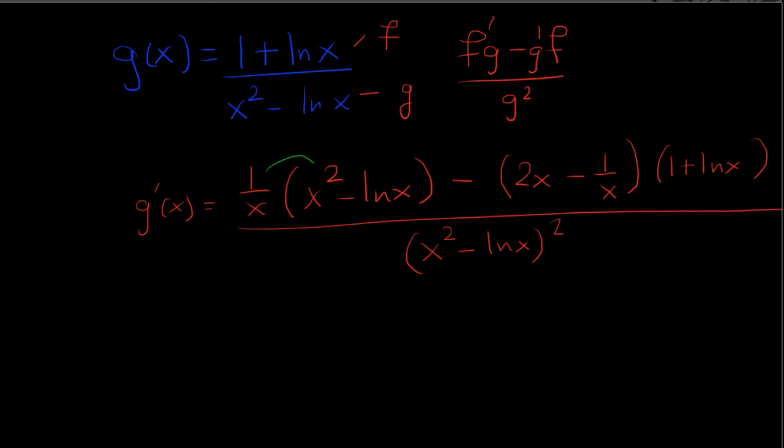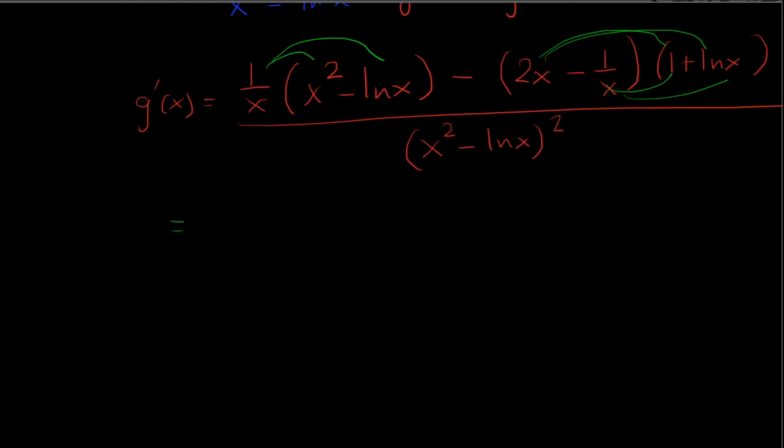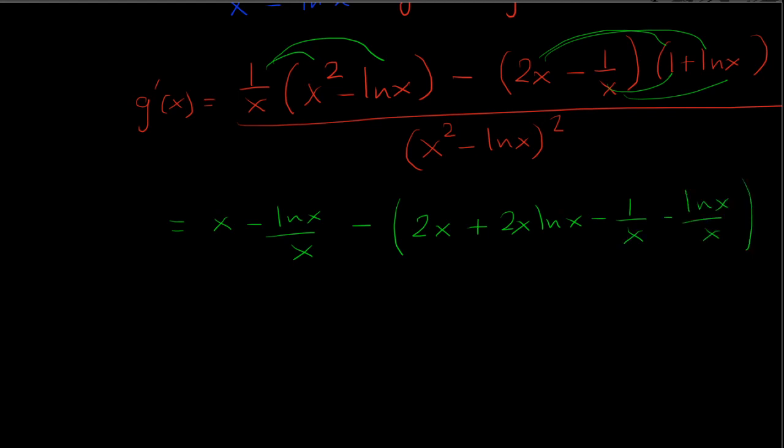Next step, I'm going to distribute out the 1 over x, and I'm going to FOIL these out. So that's going to be x minus ln of x over x minus, and then I'm going to put a parentheses now to FOIL it out. I get 2x plus 2x ln of x minus 1 over x minus ln of x over x all over x squared minus ln of x squared.